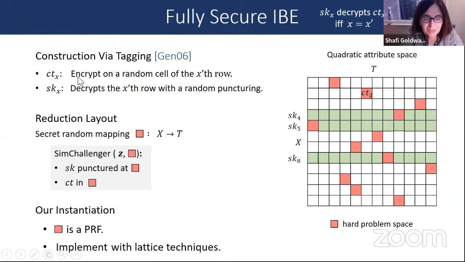No. I'm just curious. You're saying your instantiation is based on a PRF. Yes, but the PRF only appears in the security proof. It does not appear in the construction itself. So in the real construction, the tags are truly random. And in the security proof, I abuse the fact that the adversary is not allowed to ask for a ciphertext and a key for the same row, and therefore I can use a PRF. Perfect. Thank you. Okay.